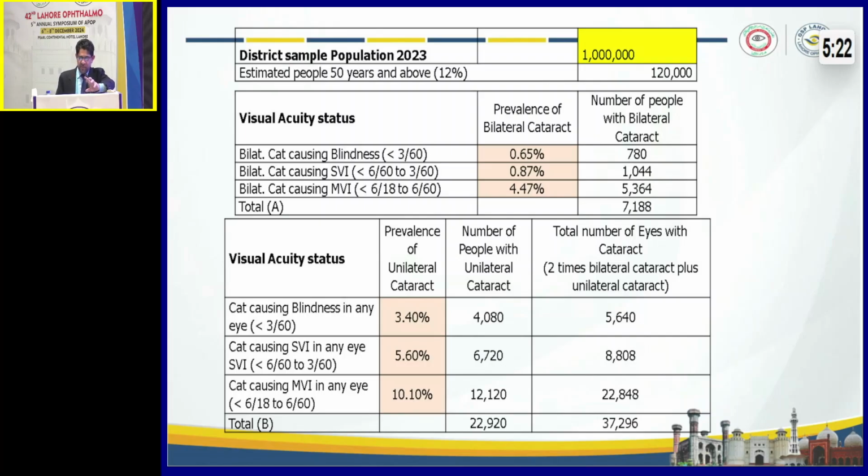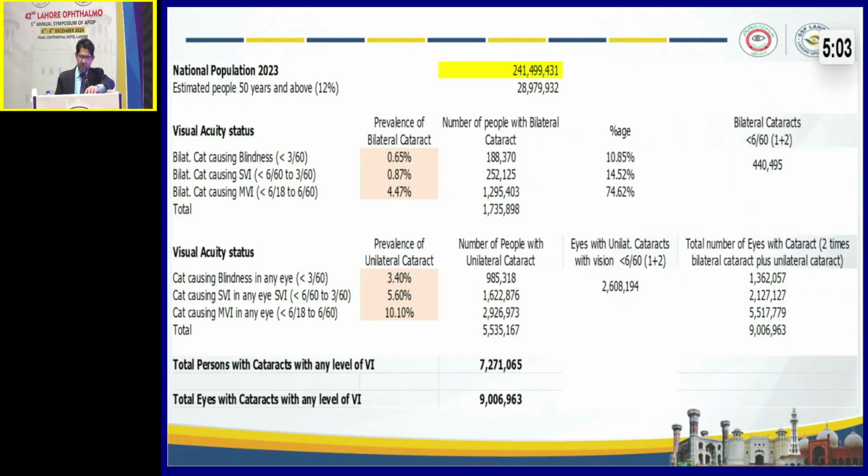So if the population is 1 million, the overall bilateral cataract will be around 7,000 cases, and the total affected eyes with cataracts of any level of visual acuity will be around 37,000. Similarly, if we apply the figures of Pakistan, the bilateral cataract will be around 1.7 million, and the total eyes affected by any level of cataract are 9 million eyes.